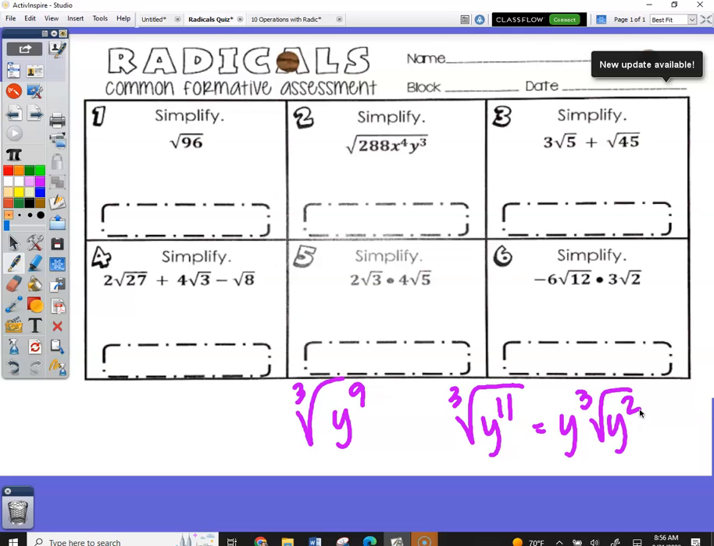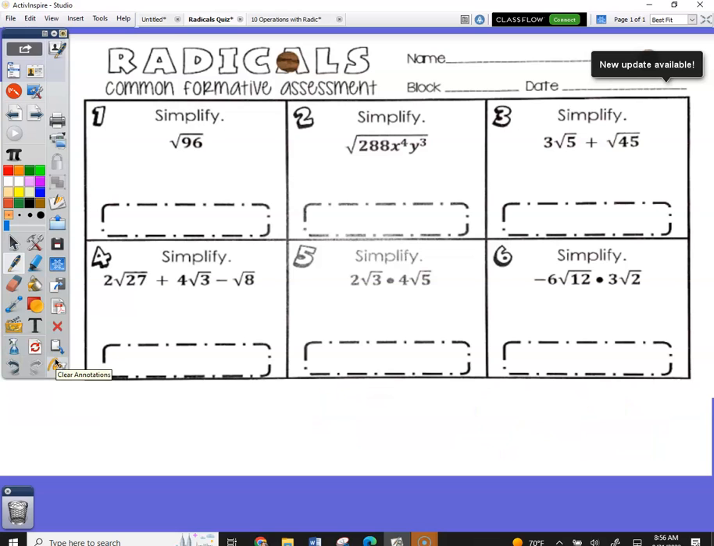Because you're cube rooting, I forgot to write this: the cube y to the 3rd and then the cube root of y squared. You can't cube root something squared because it's not large enough.